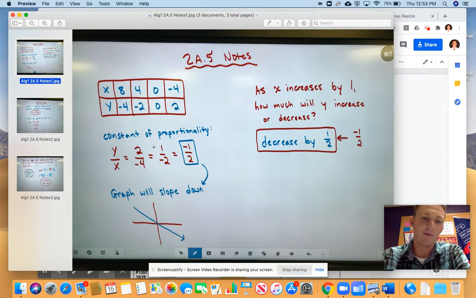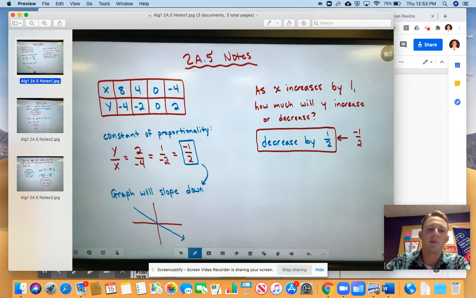Now I just want to simplify this fraction. So what number goes into 2 and also goes into 4? 2 does. So 2 goes into both 2 and 4. 2 divided by 2 is 1. -4 divided by 2 is -2. But when we write a fraction, we always put the negative either on top or out in front. So our constant of proportionality is -1/2.